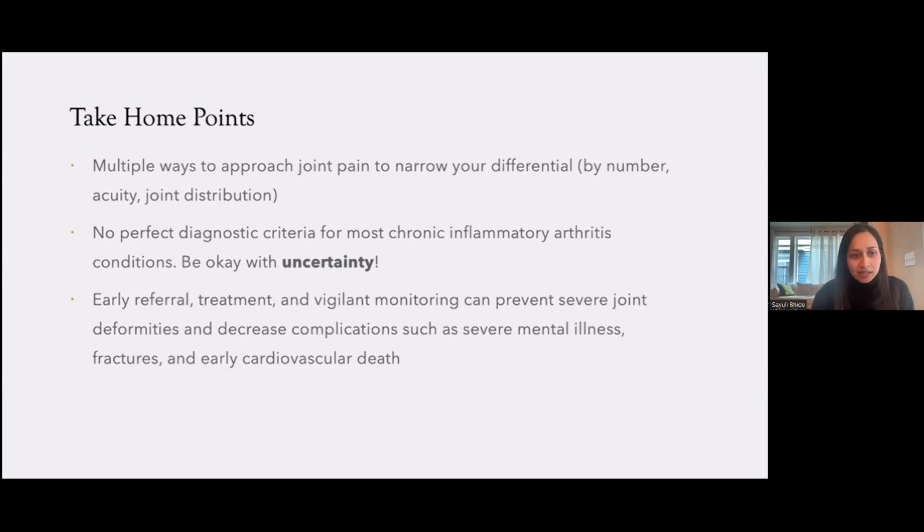And then early referral, treatment, and vigilant monitoring can prevent severe joint deformities and decrease complications. And you can help do that by screening folks for cardiovascular disease, mental illness, et cetera.